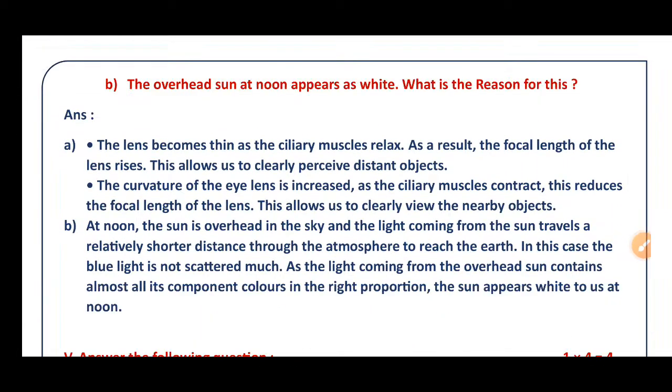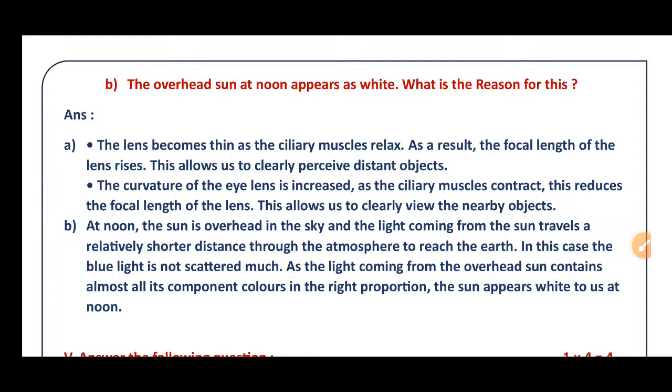Next, question B. The overhead sun at noon appears white. What is the reason for this? Okay, then see, the lens becomes thin as the ciliary muscles relax. As a result, the focal length of the lens rises. They gave an answer for the above question. Let it be. The lens becomes thin as the ciliary muscles relax. As a result, the focal length of the lens rises. This allows us to clearly perceive distant objects.